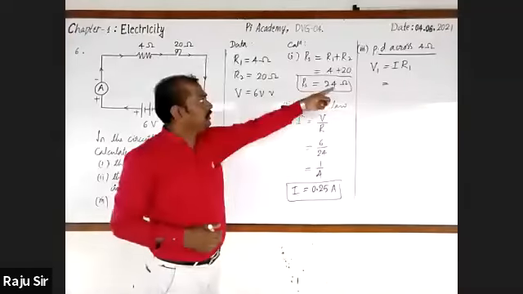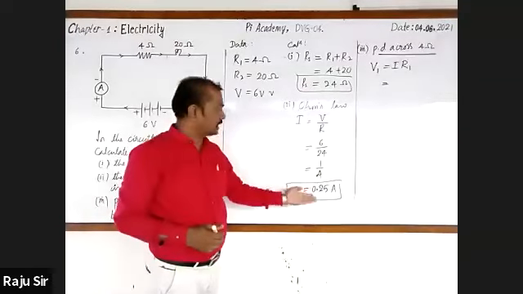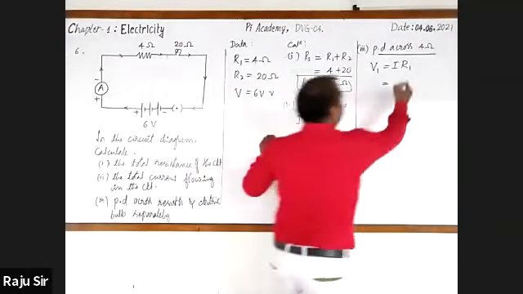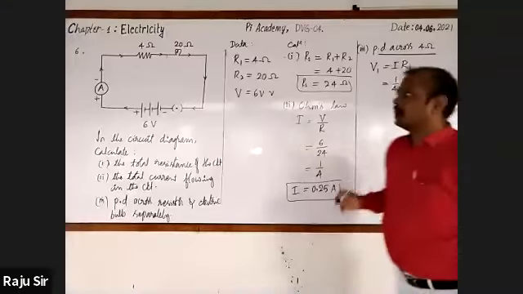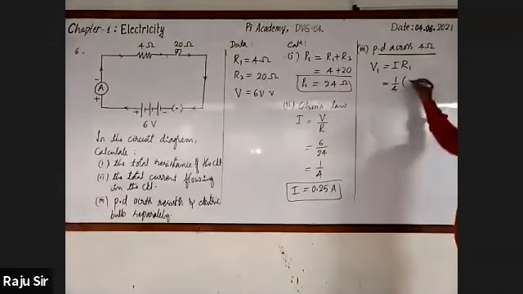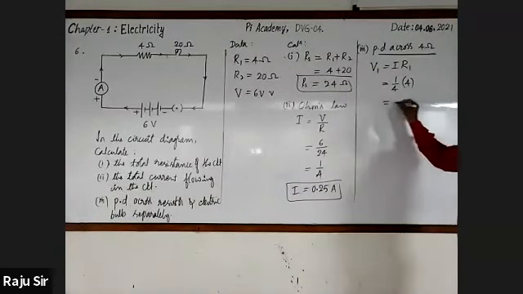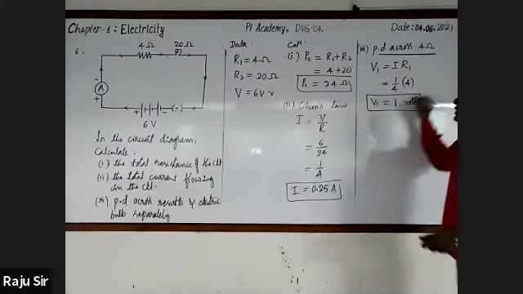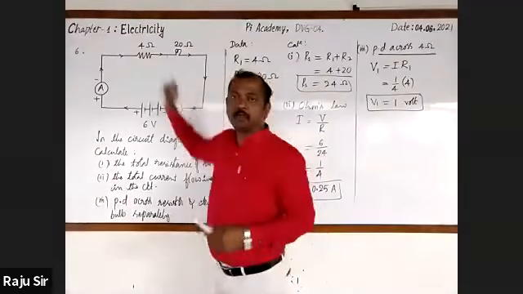We have come to know current is 1 by 4 or 0.25 amps, whereas R1 is 4. This is equal to 1 volt. Potential difference across the 4 ohm resistor is 1 volt.